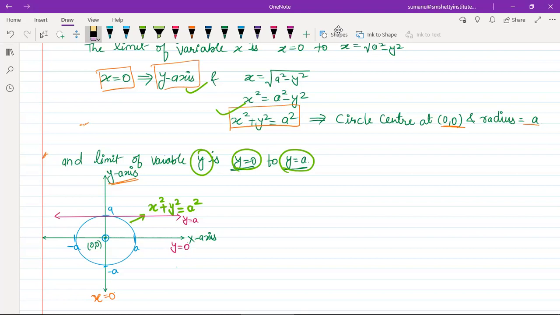See, if you say y equals 0 to y equals a, then obviously first and second quadrant. But look at the limit of variable x also. The lower limit of x is 0, so it will not go below 0. Getting my point, Basil? Yes, ma'am. x equals 0 is the lowest limit for x, so it will be on the positive side. So yes, the region will be only this region.